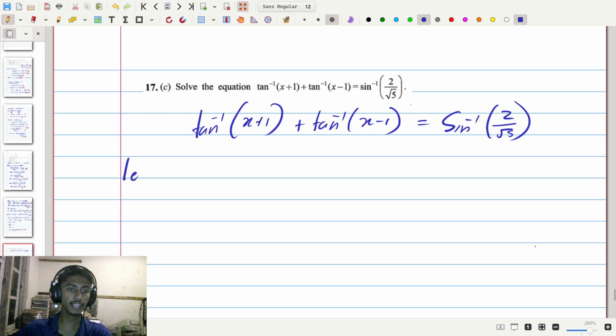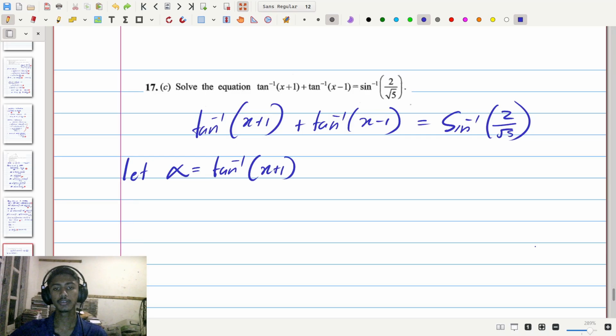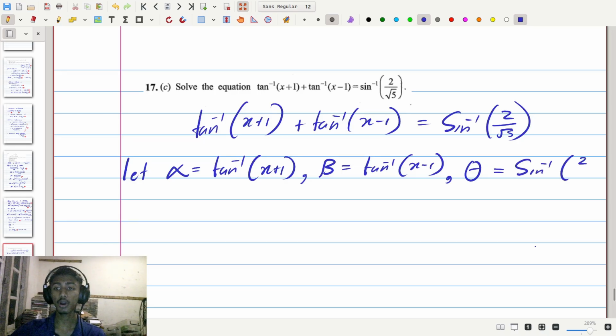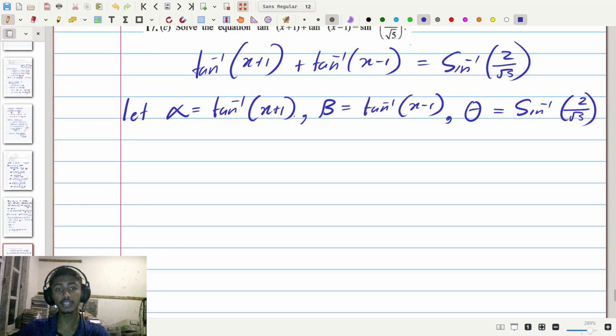Now in order to solve this, we are going to let each of these angles have a particular symbol. So we'll let alpha equal the first angle, tan inverse of x plus 1. We'll also let beta be tan inverse of x minus 1, and we'll also let this other angle be the angle theta, equal to sin inverse of 2 over root 5. Now given this, if we take the tangent of both sides, tangent of alpha must be equal to the tangent of tan inverse of x plus 1, which must be equal to x plus 1.